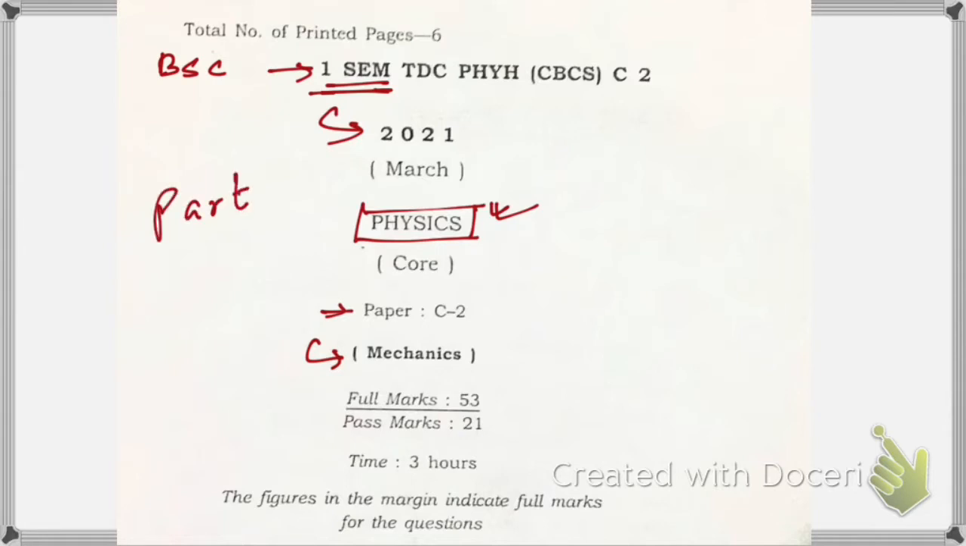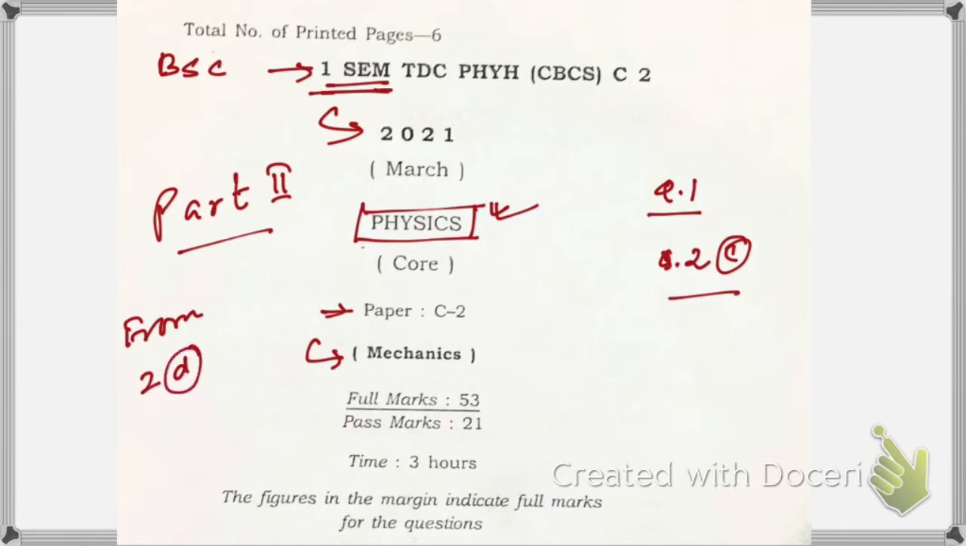In part 1 we solved from question number 1 to question number 2C. In this part 2 we are going to start from question number 2D, and the remaining questions will be solved in the third part.